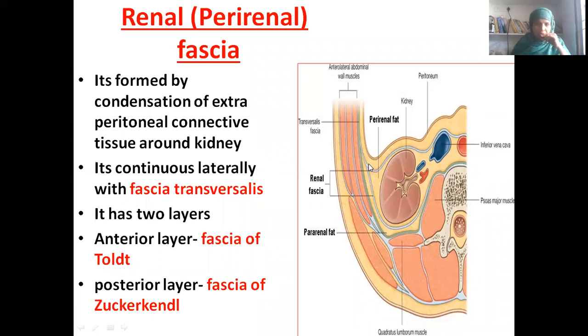So if you trace this perirenal fascia from fascia transversalis, if you think fascia transversalis is splitting now to become the perirenal fascia, how many layers does it have? The one which is moving anteriorly, you call it the anterior layer. The one which is behind the kidney, you call it the posterior layer. Is it clear? The anterior layer is given a special name, the fascia of Toldt. And the posterior layer is given another special name, the fascia of Zuckerkandl. Okay, so these are the two layers.